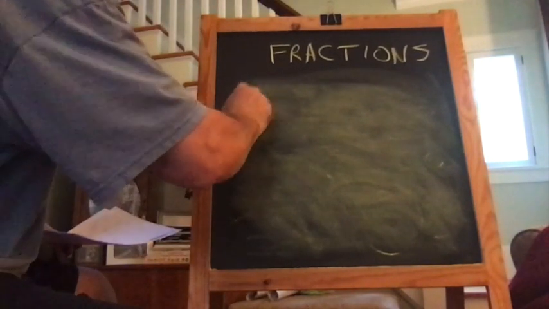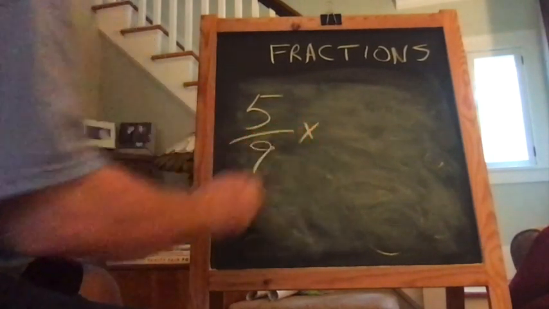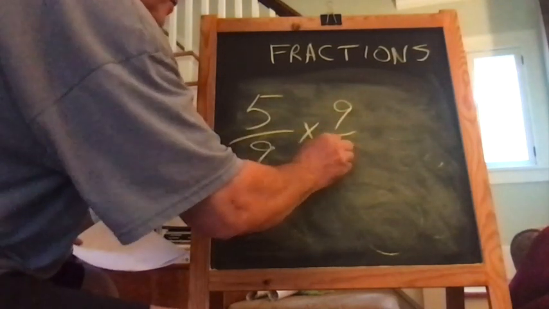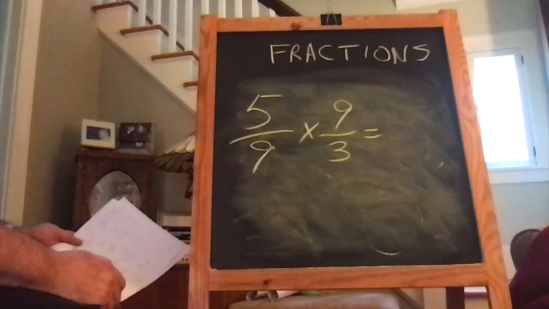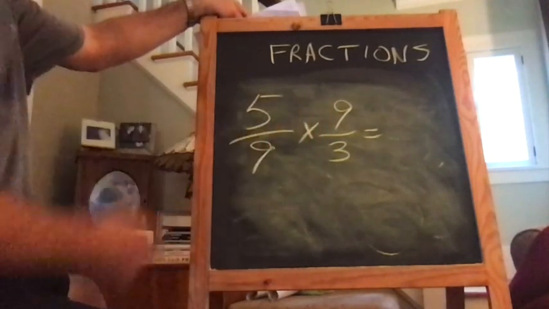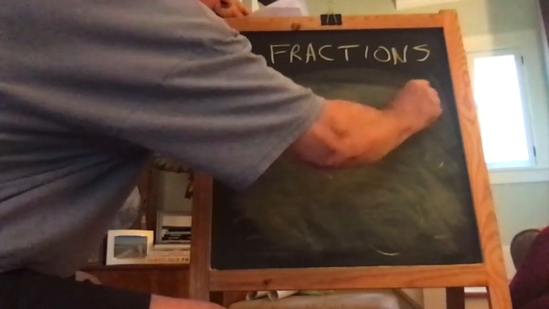All right. Say we have 5/9 times 9/3. Claire, you do this one. 5 times 9 is 45.